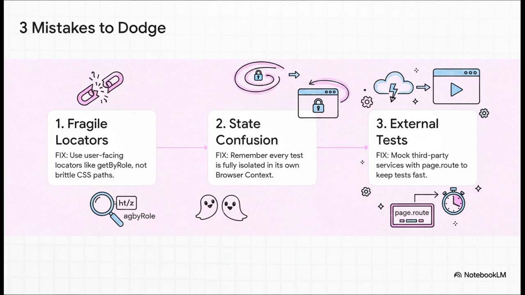And third, testing third-party services. Your tests need to be fast and self-contained. Don't let a slow API from another company fail your build. Use Playwright's page route to mock those external calls and keep your tests rock solid.